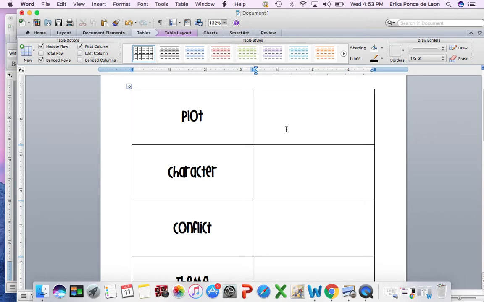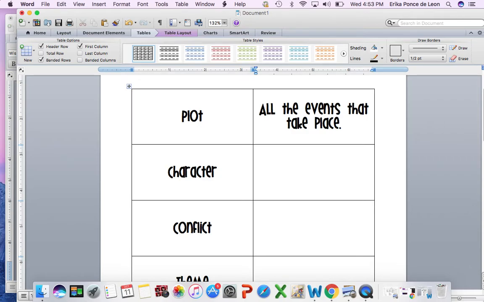So the plot of the story is all the events that take place. You can't have a story if you don't have things happening. All right? If you had a story that did not have a plot, this is what your story would sound like.